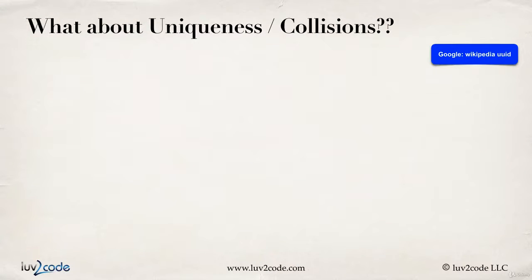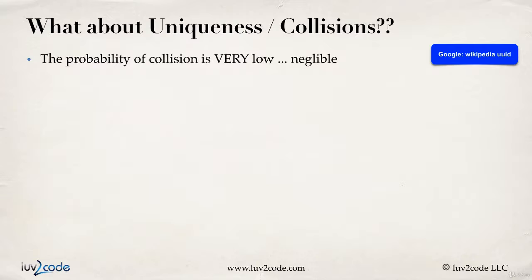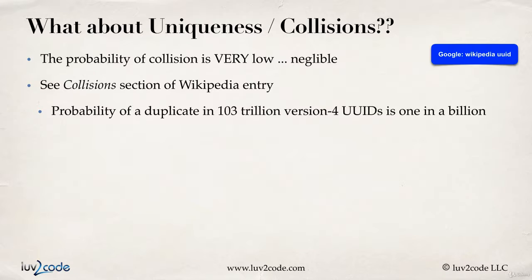And so you may wonder, well, what about the uniqueness of the number or collisions or duplicates? All right. So the probability of a collision is very low, negligible. Even in the Wikipedia entry, they say you may not even need to care about it. Wikipedia has a specific section regarding this. It's called collisions. And here they put all the math, all the statistics, and it kind of makes your brain melt a bit, but the probability of a duplicate if you had 103 trillion version 4 UUIDs is 1 in a billion. All right, so a very, very, very low percentage.